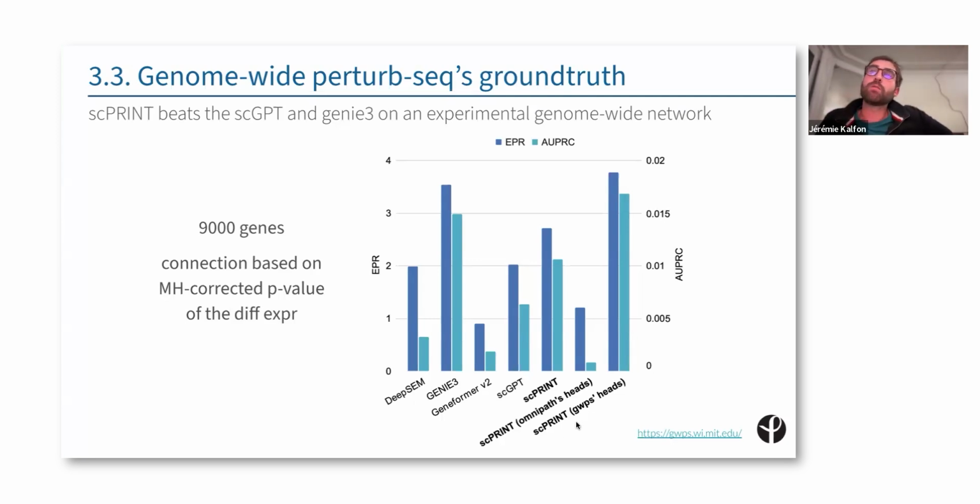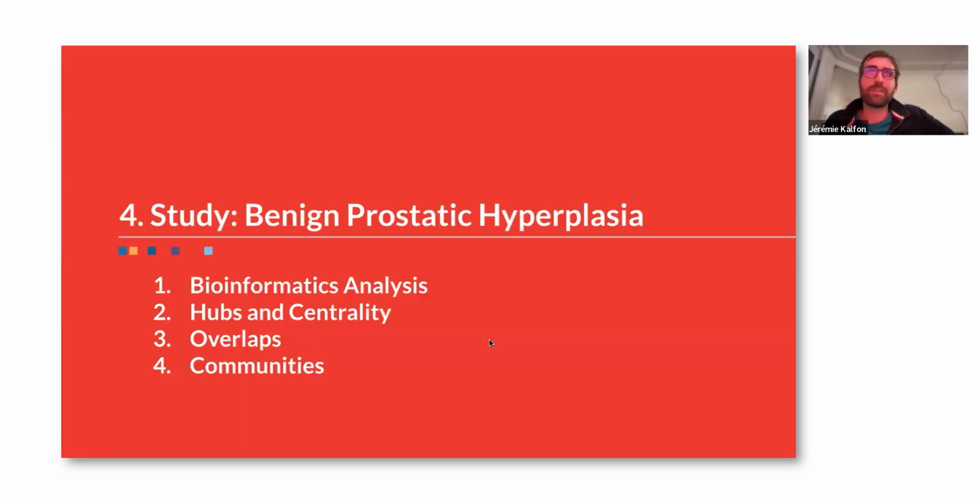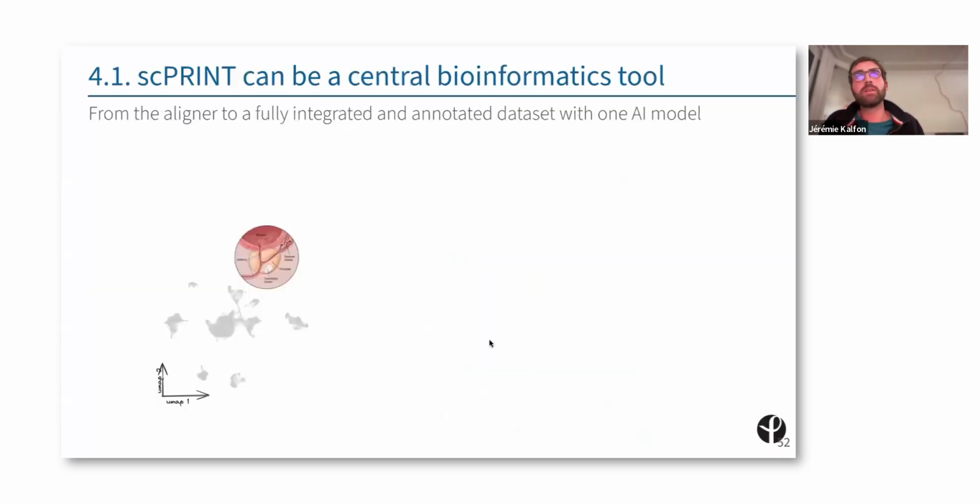Okay, and maybe the last thing I want to mention is that selecting heads is not something that you can apply just to SPRINT. You could also do it with GeneFormer v2 and scGPT. It would be quite some work to make this work, and just being able to rerun those two tools was a bit of work, and to extract gene networks from those as well. Because of time, I won't talk about the study that we did on benign prostatic hyperplasia, which is an early form of prostate cancer, where you can basically see that SPRINT can be used as an integral part of your bioinformatic pipeline.